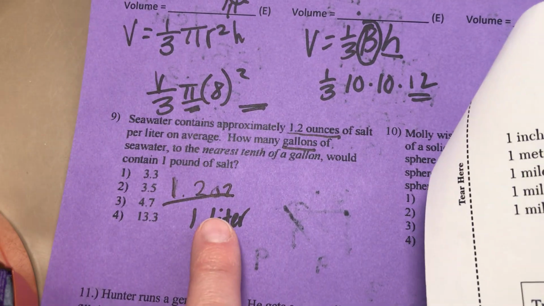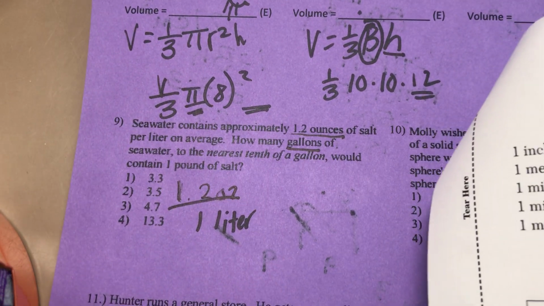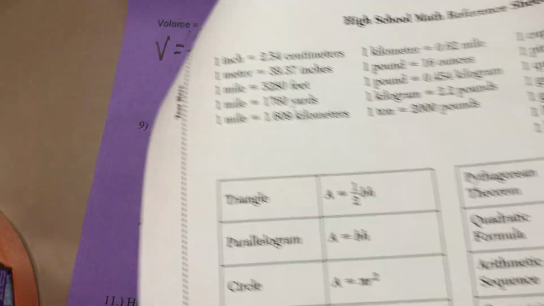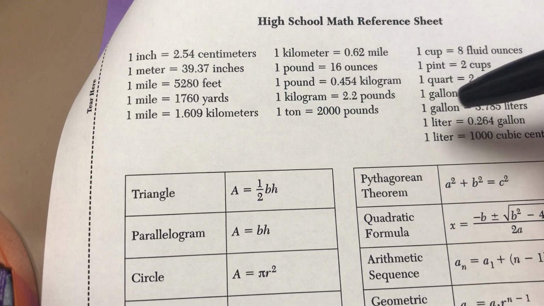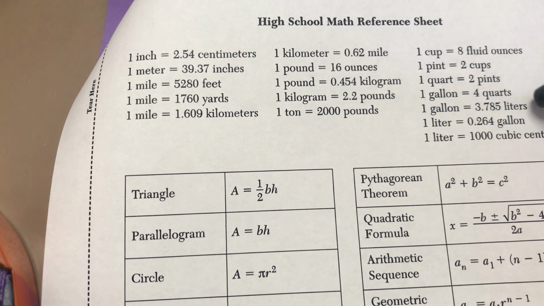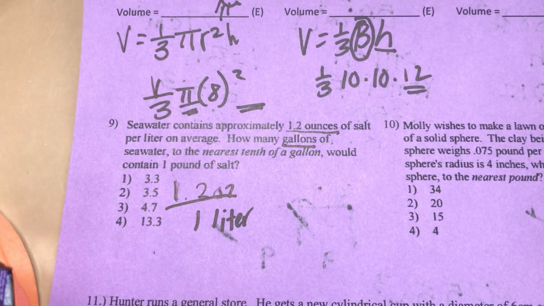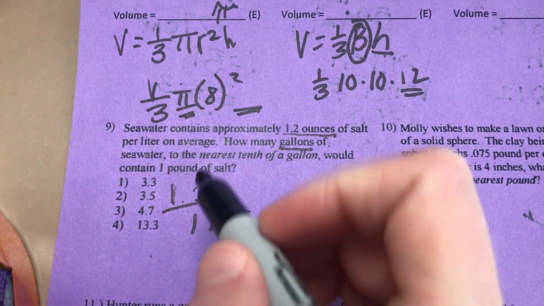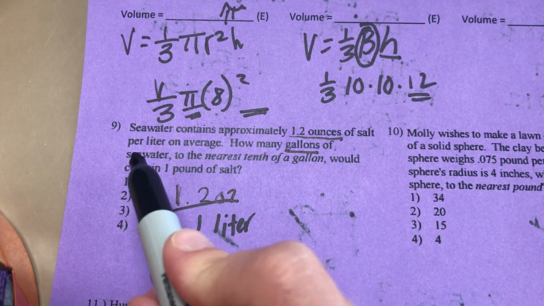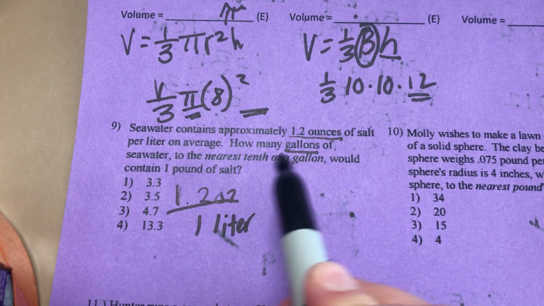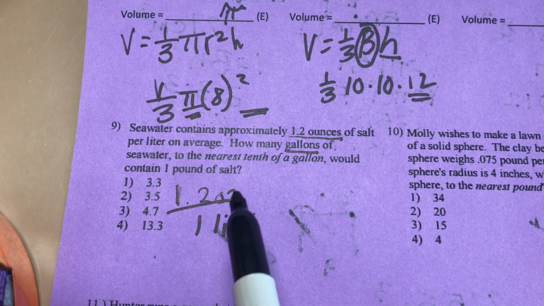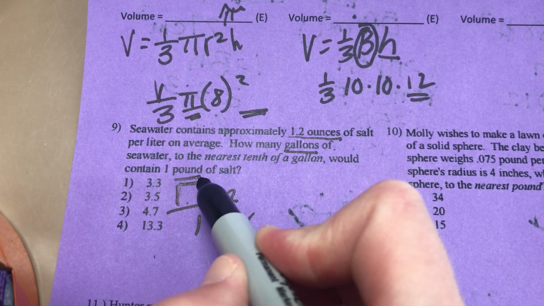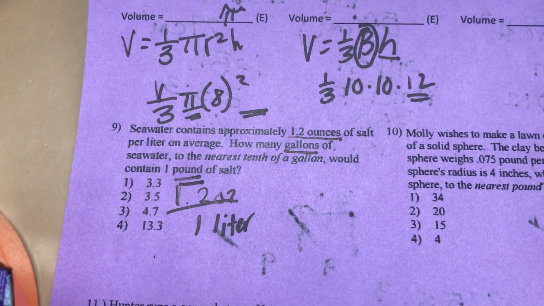Okay. So I have liters and I have ounces. I need to get to gallons somehow. So I'll find gallons. I have gallons in quarts. I have gallons in liters. Oh, right there is what I need. Okay. So per liter, 1.2 ounces of salt per liter on average. How many gallons of seawater, to the nearest tenth of a gallon, would contain 1 pound of salt? So I also need to get it to pounds. Okay, so here I go.